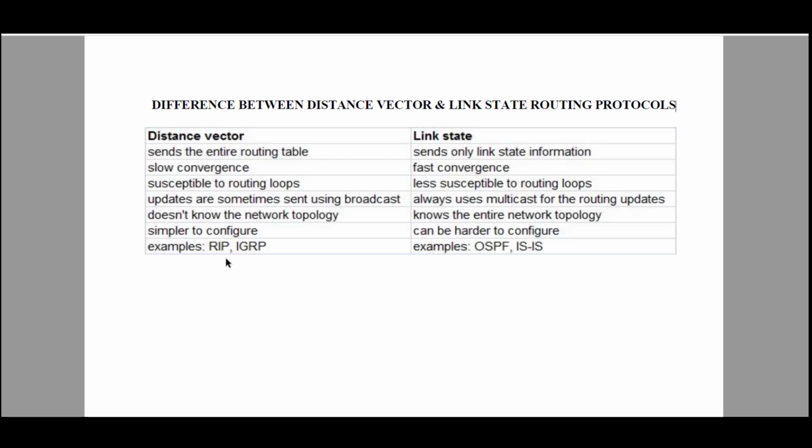Examples. Let me start with the example. For distance vector, the examples are RIP and IGRP. For the link state routing protocol, the examples are OSPF and ISIS. Distance vector is very easy to configure. We saw router RIP, that is a command, then network, network, network. Only directly connected networks, if you advertise, it is enough.